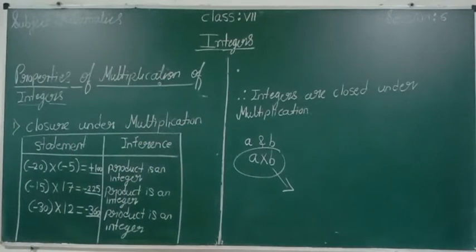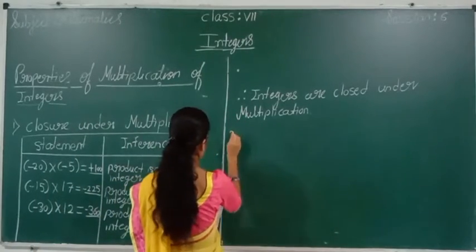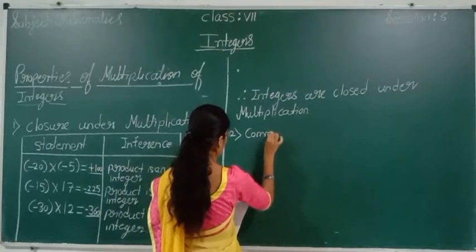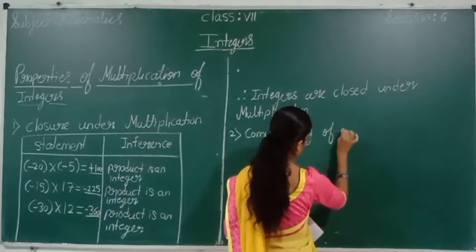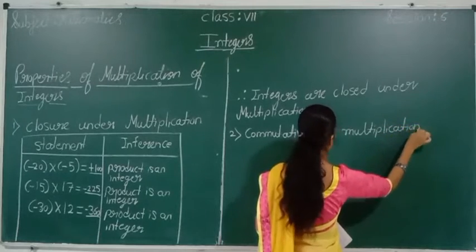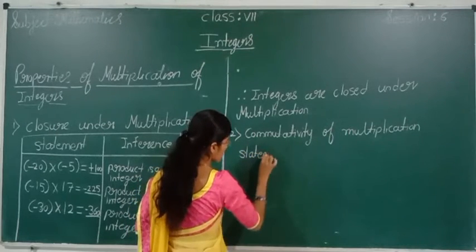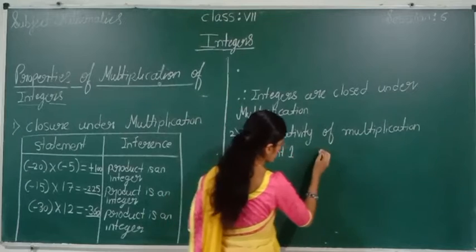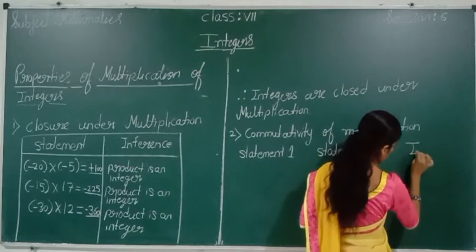See, the next property we will see is commutativity of multiplication. The second property is commutativity of multiplication. So we will take a few examples here. Statement 1, statement 2 and inference.